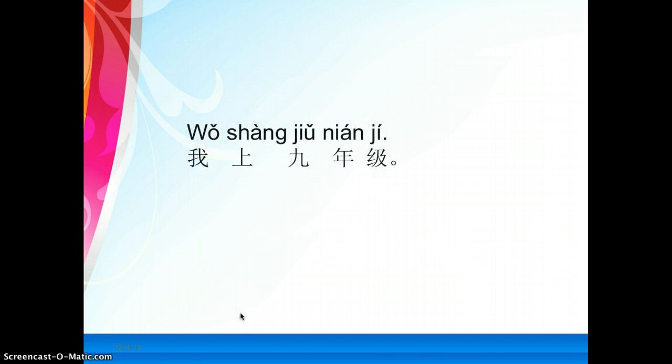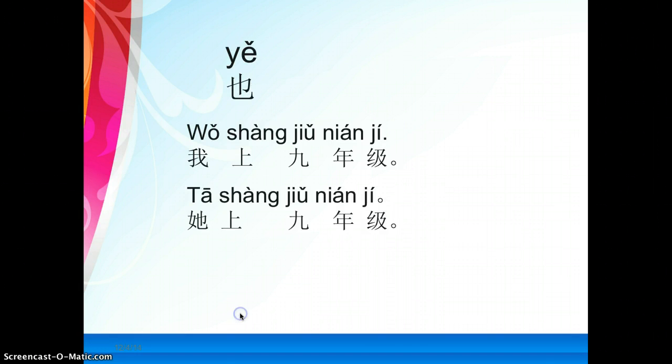Now let's look at this sentence. 我上9年级. Can you come up with the meaning? So I attend, literally. So you can translate like this, literally. I attend ninth grade, or I am in ninth grade in English. So now let's use 也 for these two sentences. 我上9年级，他上9年级. So you can see both of us are in ninth grade, right?